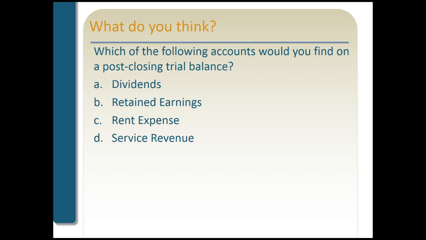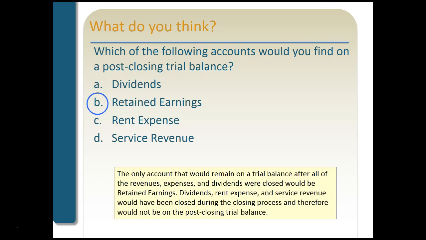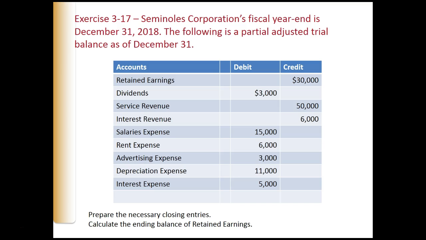Well, we know our revenues and expenses are temporary accounts and those go away. So we're not going to have those. So we would have retained earnings. Dividends also are temporary. The only one that is permanent would be retained earnings because the other three flow into retained earnings. Let's look at a great example to bring all this together.